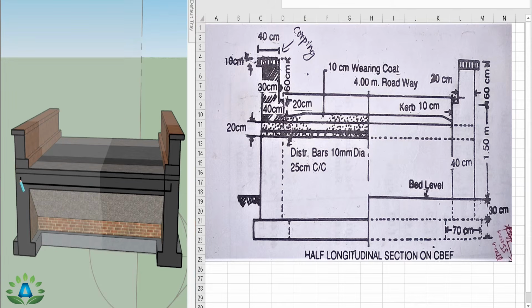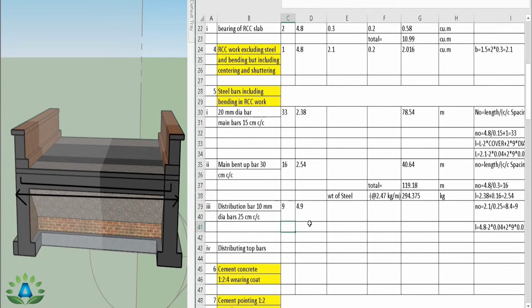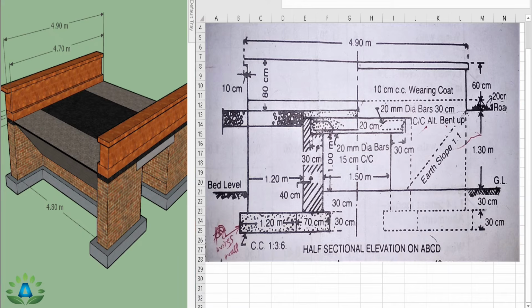So we have to calculate the length of these steel bars. This portion is 4.8 meter, and we have to reduce the two covers from both sides, and we have to add 9 times diameter, that is the hook portion, on both sides. So length equals 4.8 minus cover of 4 centimeter, that is 2 into 0.04, plus 2 times 9D, and the diameter of this distribution bar is 10 mm, so into 0.01. So the total length is 4.9 meter, and we get the total quantity 44.1 meter. And we have 4 number of this top distribution bar.